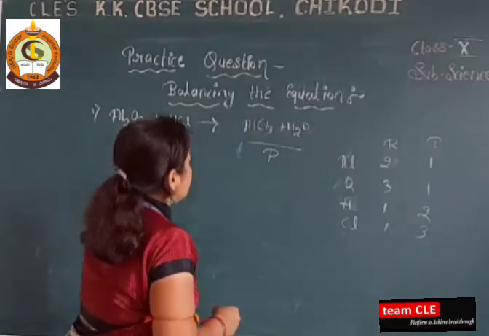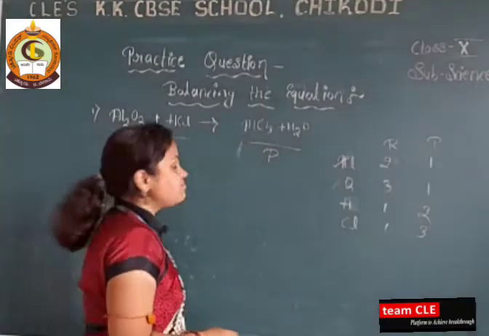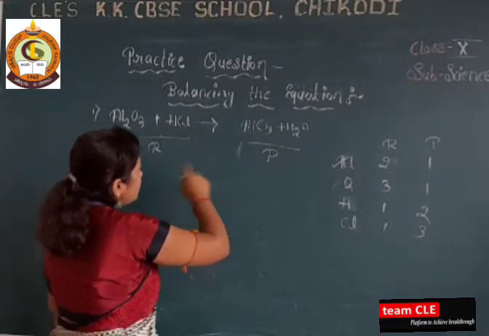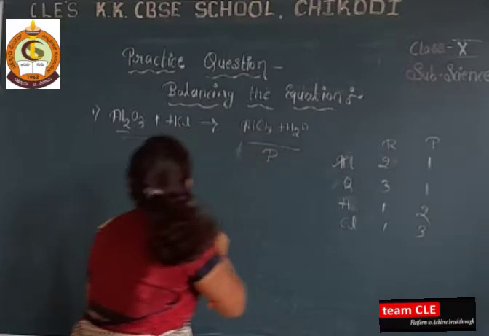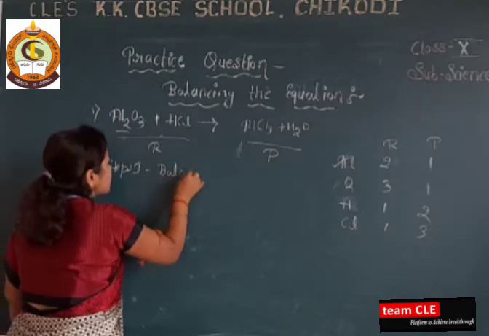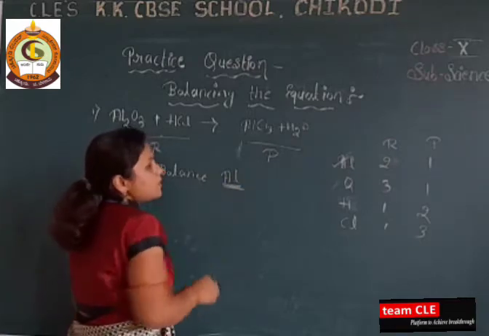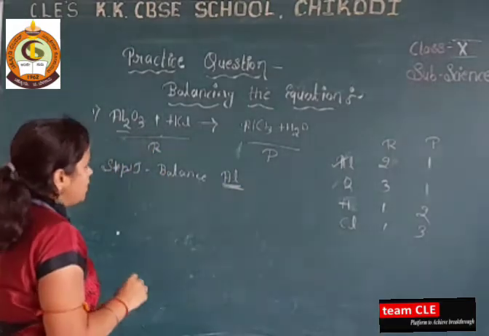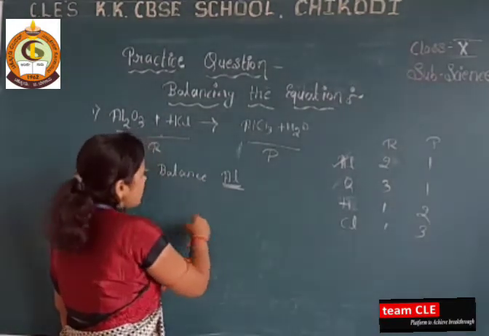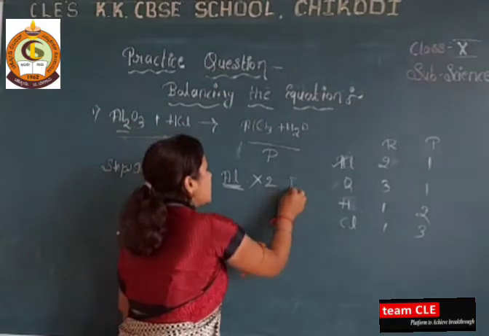Let's start. First we will take aluminium itself. In the reactant aluminium is 2, but in the product it is only 1. So step 1 is balance aluminium. I have written only the chemical symbol of aluminium. How are we going to balance aluminium? By multiplying by 2 in the product.